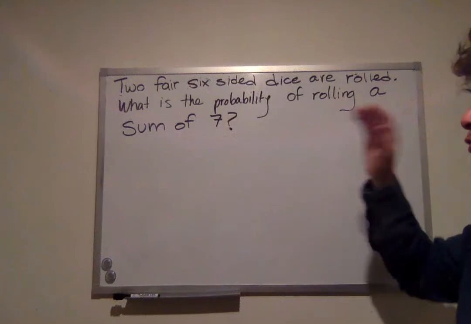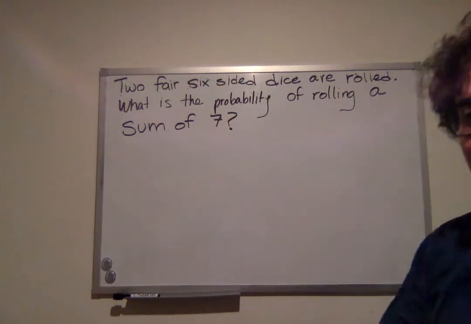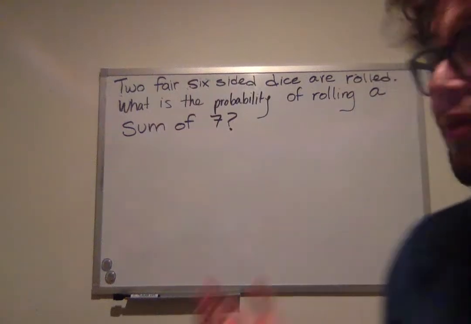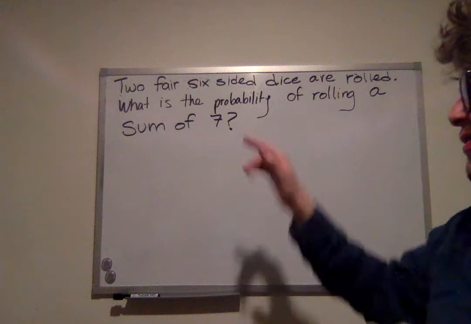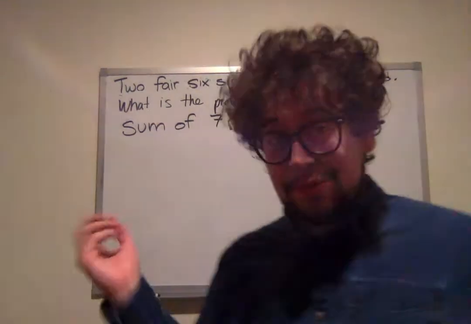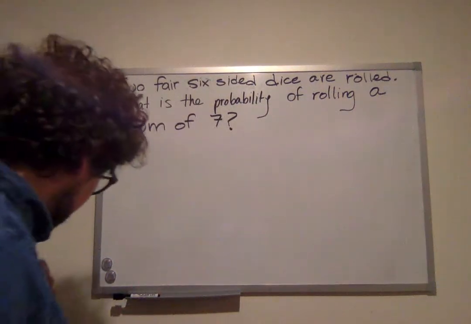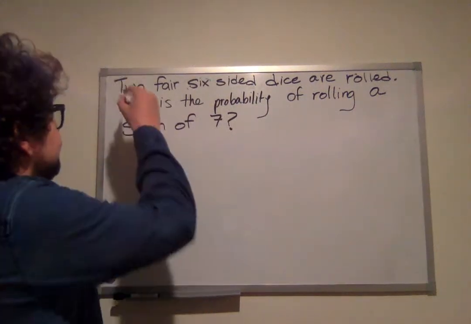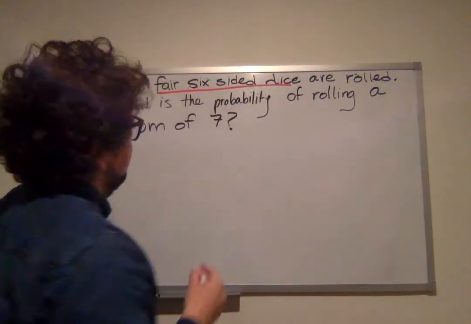So two fair six-sided dice are rolled. Okay, we roll them, and what we want is the probability of rolling a sum of 7. Okay, so two fair six-sided dice, like you're playing Monopoly. You roll your dice, and then you see what happens. Okay, so we have two fair six-sided dice.